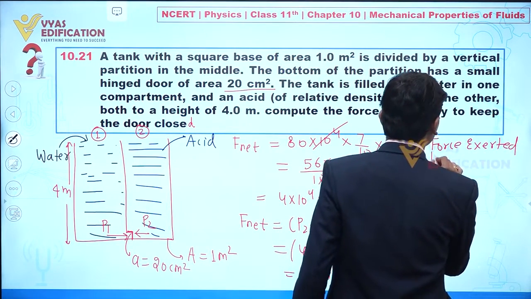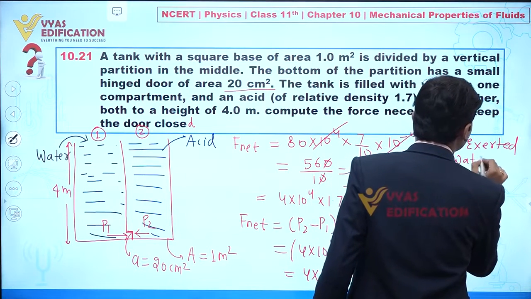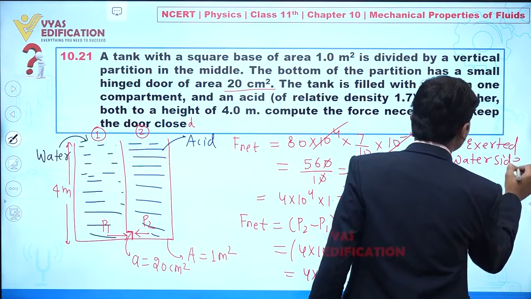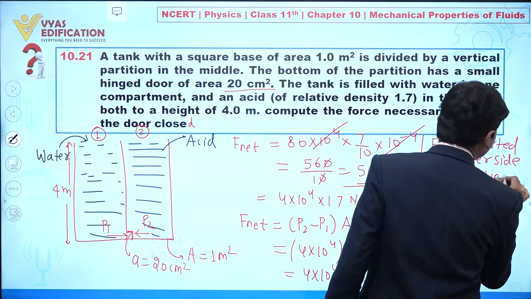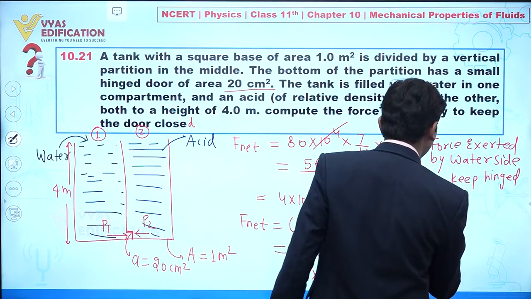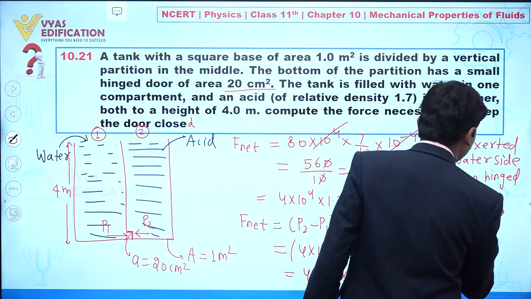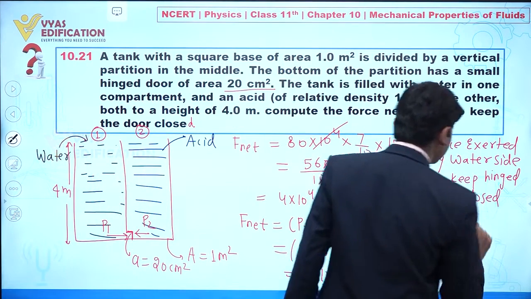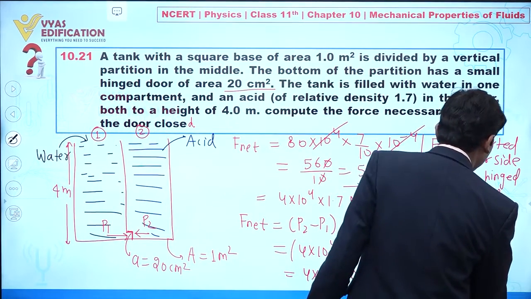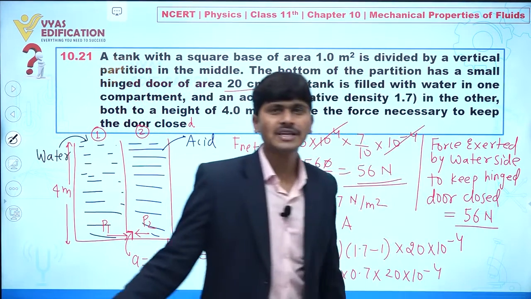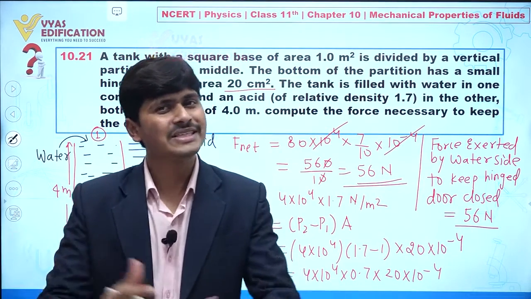So the force exerted by the water side to keep the hinged door closed is equal to what? This is equal to 56 Newton. Clear to everyone? So this is all about this question.